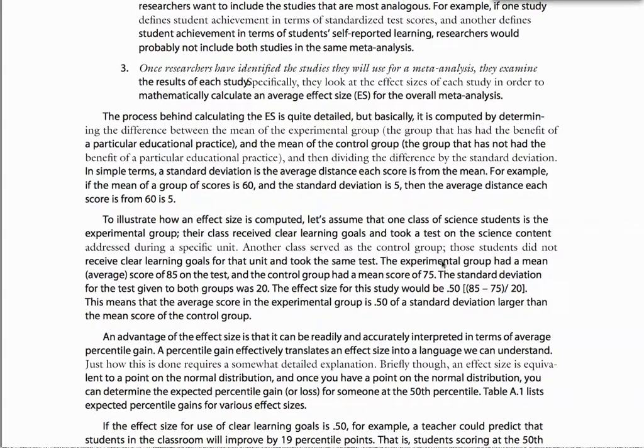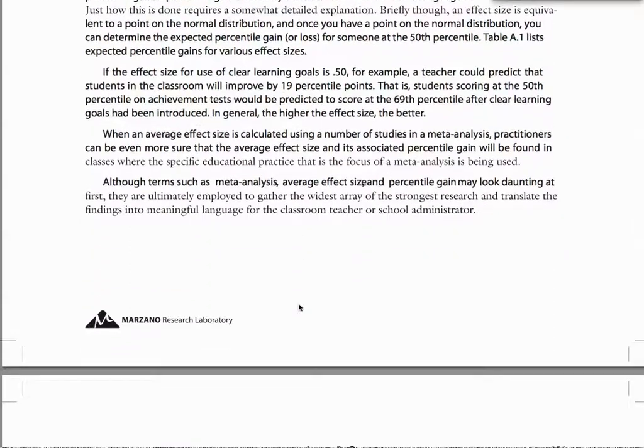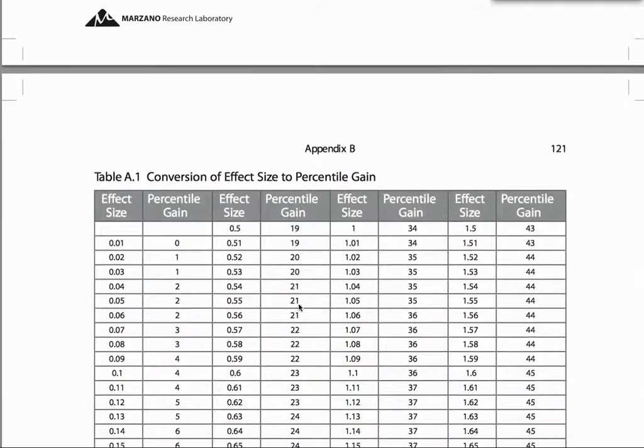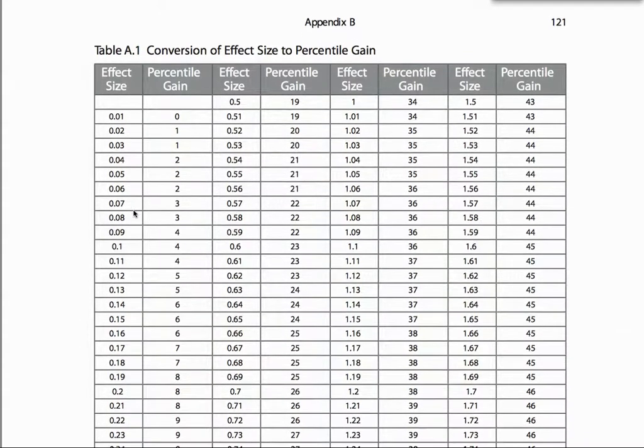One is the actual demonstration of how to compute the effect size. And then the second part is a little chart down here if you want to get into the weeds a little bit about how to convert effect size into percentile gains. And so what you can do with this is determine from the effect size what kind of a gain you would expect to see if a particular treatment was given to, for instance, a group of students.